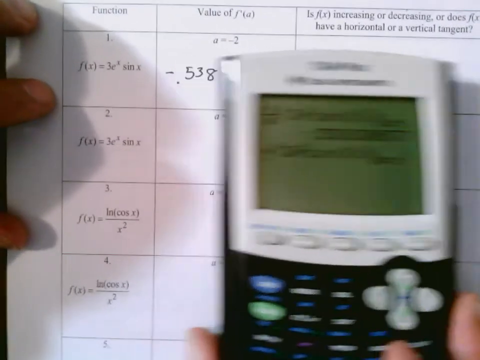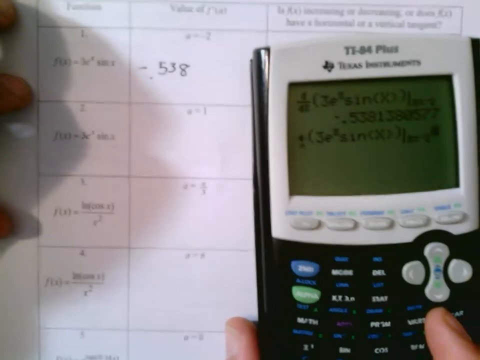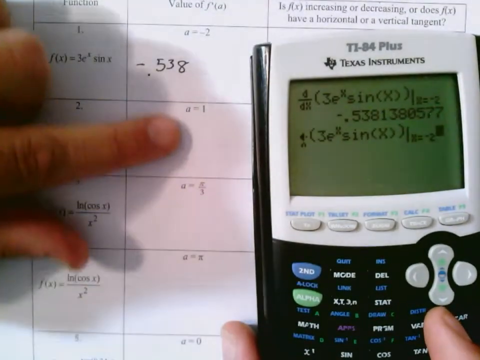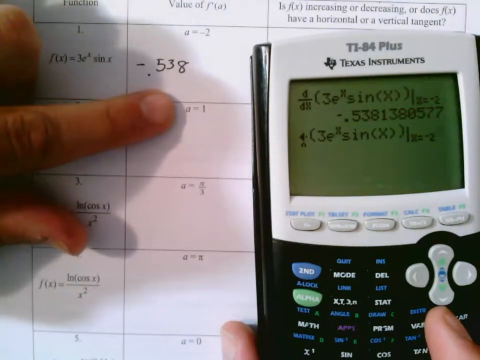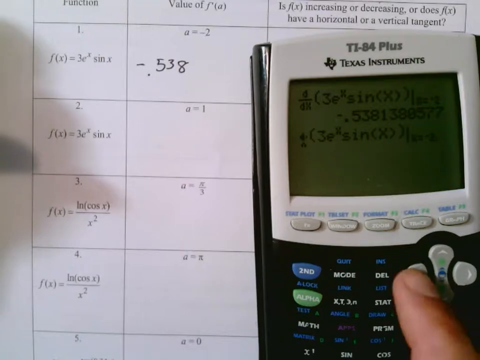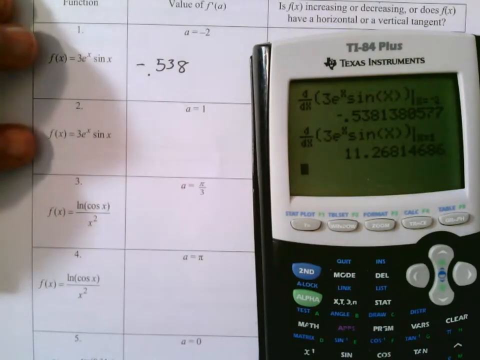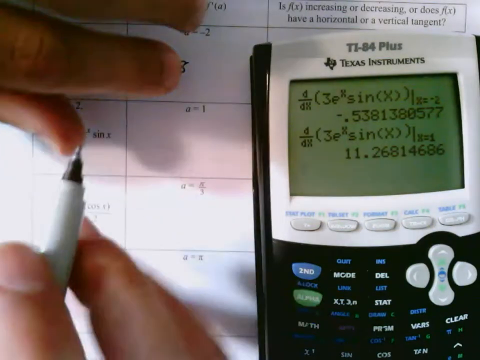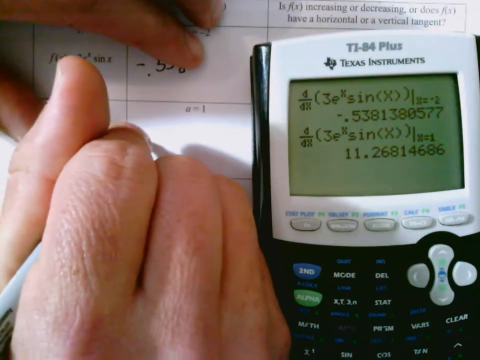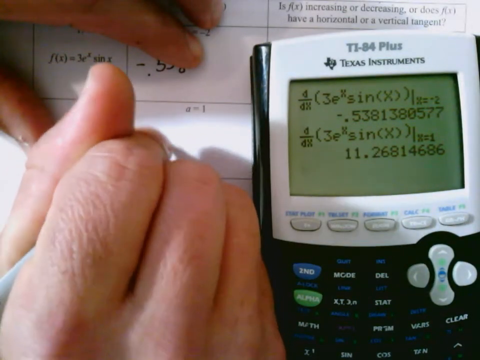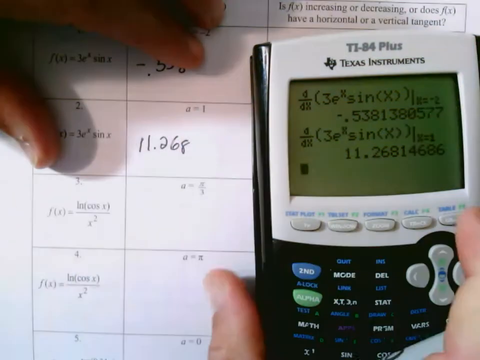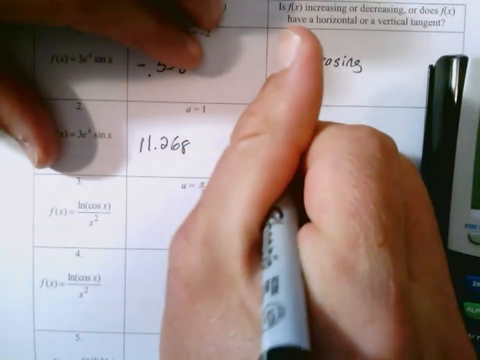All I have to do for this particular problem is change my x value from negative 2 to 1. I get 11.268, which means this one is increasing.